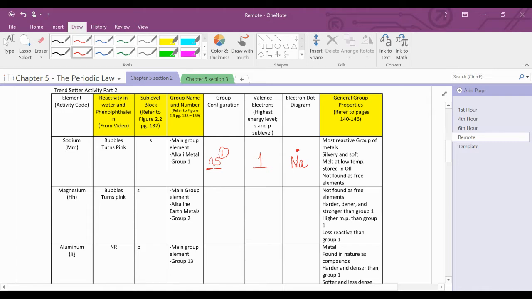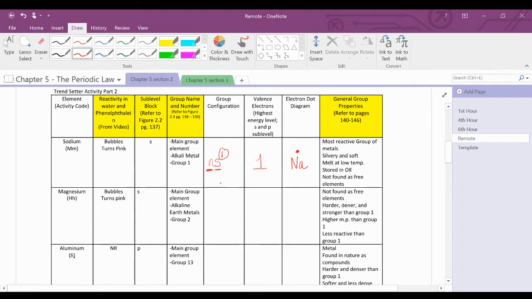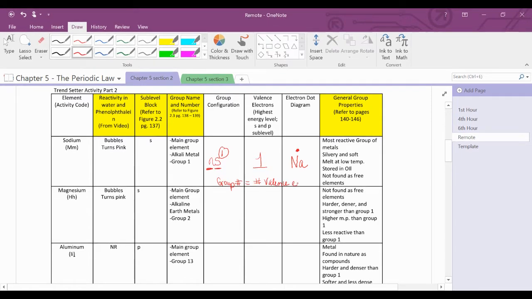Now we need to write a rule. So here's my rule for group 1. For group 1, the group number is equal to the number of valence electrons. Okay, let's look at the next group.